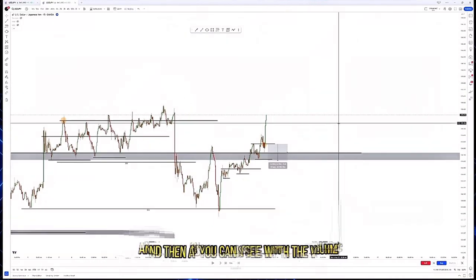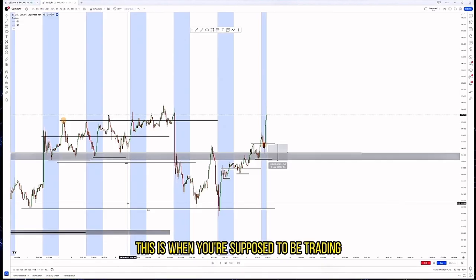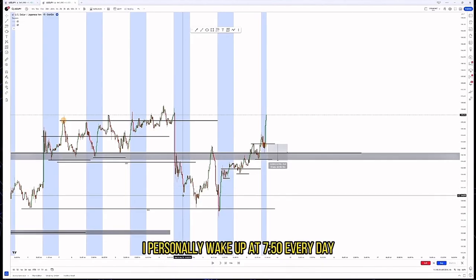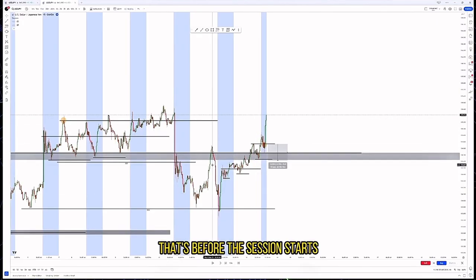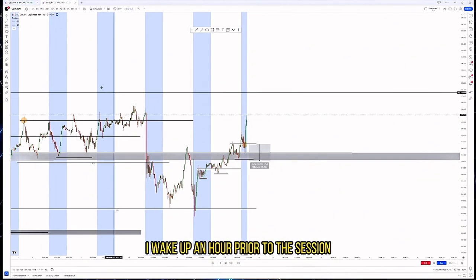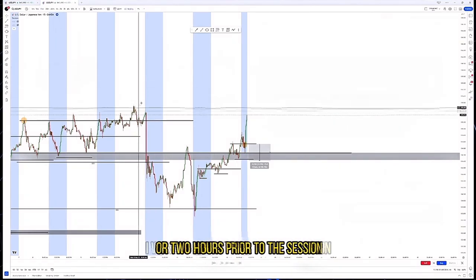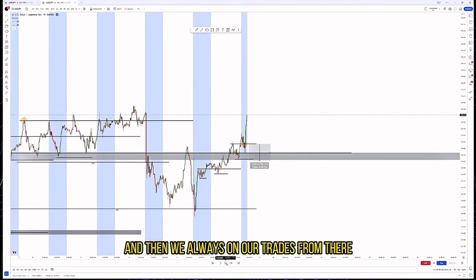My apologies. And then as you can see, with the volume, this is when you're supposed to be trading. I personally wake up at 7:50 every day, right before 8 o'clock. That's before the session starts. And this is the only time I look at the chart for that session. I wake up an hour prior to the session or 2 hours prior to the session. And then we always find our trades from there.